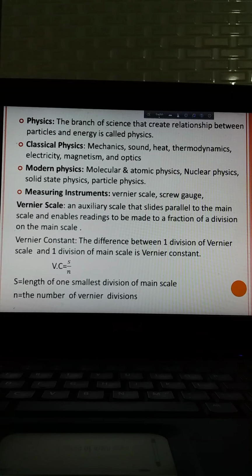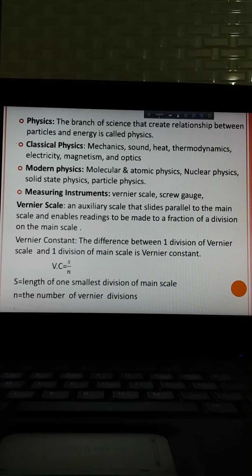In our virtual class, we will just focus on the mathematical or mathematically related topics. So next I want to focus on the topic of measuring instruments. In this segment you have known about vernier scale, screw gauge, balance, etc. What is vernier scale? This is an auxiliary scale that slides parallel to the main scale and enables readings to be made to a fraction of a division on the main scale.